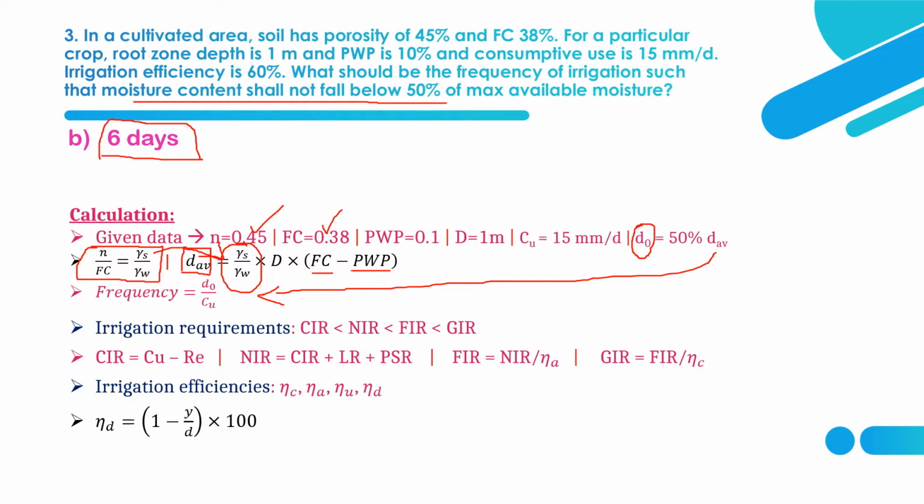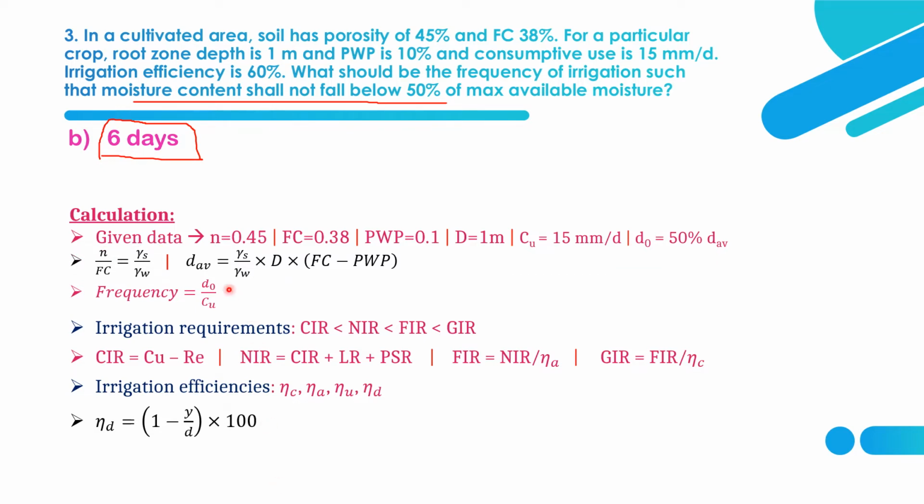So we are using here some 3 or 4 formulas. One is readily available moisture; another one is the relation n by Fc is equal to gamma S by gamma W; and available moisture depth, D available, is equal to gamma S by gamma W times D times (Fc minus PWP); and then finally frequency, which is D naught by Cu. So this is how we have to proceed with this type of question on moisture content depth.